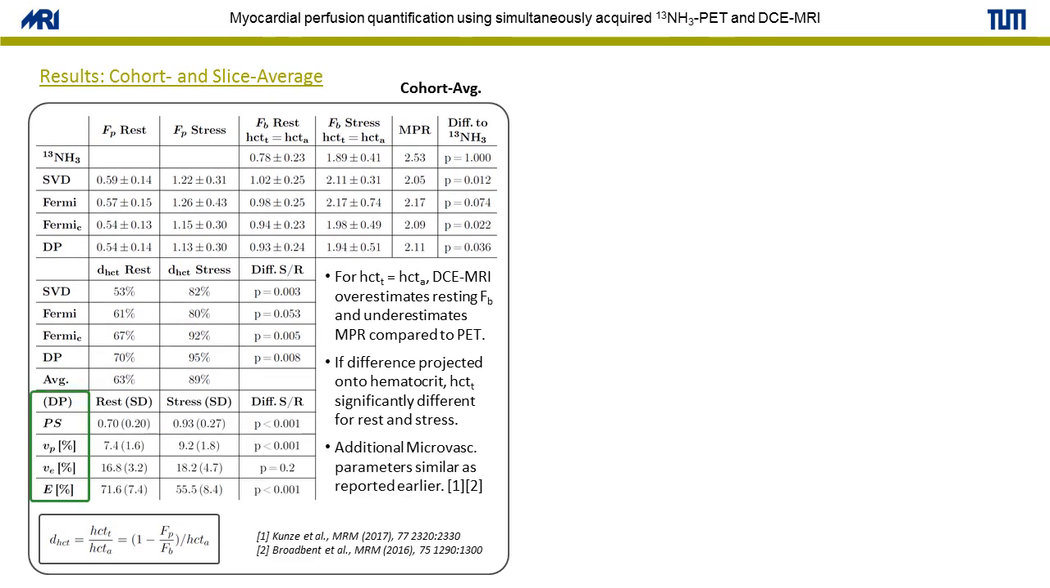For the additional microvascular parameters that are obtainable using the distributed parameter model, the following changes between rest and stress were observed. For the permeability surface area product, a significant increase. For the plasma volume, also a significant increase was observed. For the extravascular extracellular volume, no significant increase was observed. And for the extraction fraction, a significant decrease in response to adenosine stress was observed.